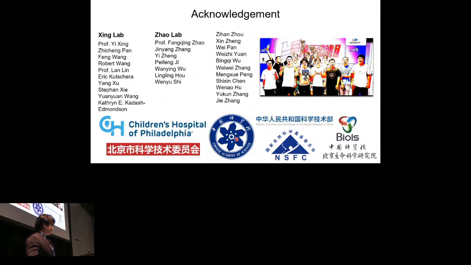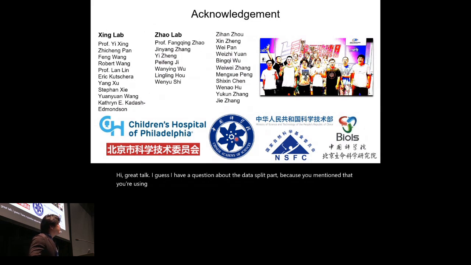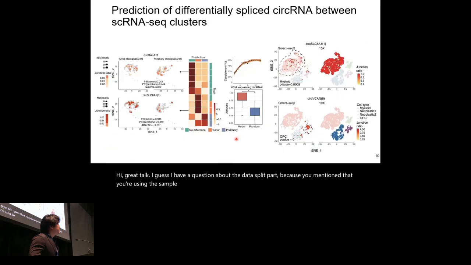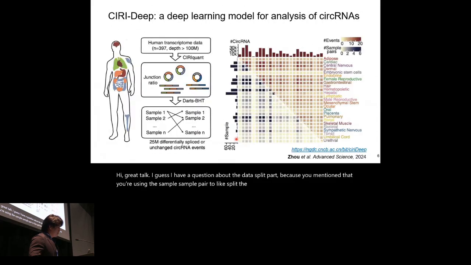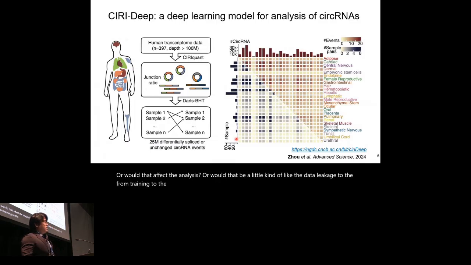Hi, great talk. I have a question about the data split part, because you mentioned that you're using the sample pair to split the data. But if you use the sample pair, wouldn't one of the samples in that pair actually appear in the training data? Would that affect the analysis, or would that be a kind of data leakage from the training to the test data set, or in this specific problem that wouldn't be the case?